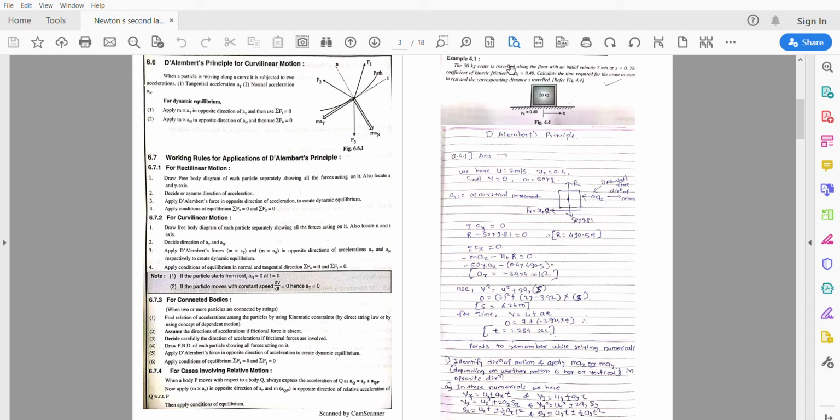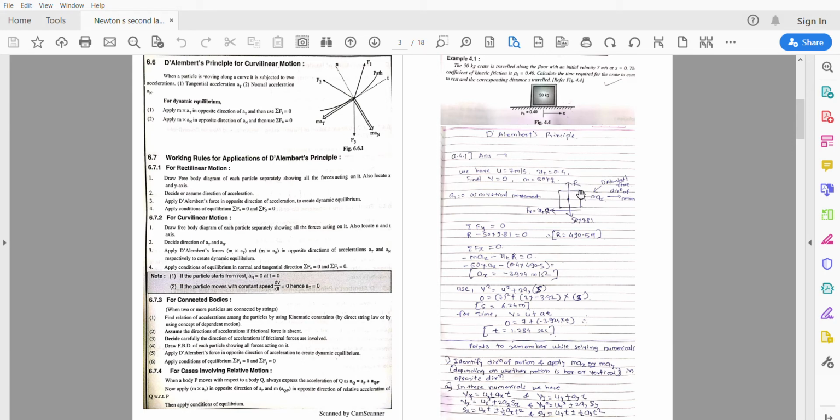The 50 kg crate is traveling along the floor with an initial velocity of 7 meter per second at x equal to 0. The mu k value is 0.40. Calculate the time required for the crate to come to rest and the corresponding distance x traveled. So the given data has u equal to 7, mu k is 0.4, m is 50 kg, final velocity is 0. So we are drawing the free body diagram here.